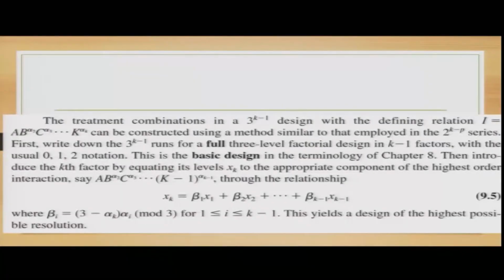Consider it in very simple terms as orthogonal sets, so that we are able to predict it maximum. In this case we have xk is equal to beta 1 x1 plus beta 2 x2 plus till beta k minus 1 x to the power k minus 1. From this we find out beta i, modulo 3, and this yields a design of the highest possible resolution, so that we are able to predict to the maximum possible extent.